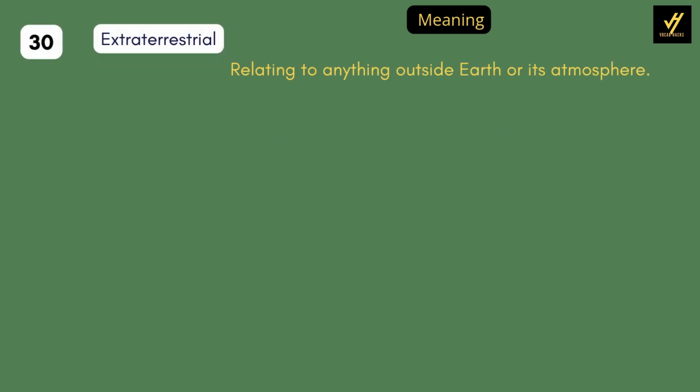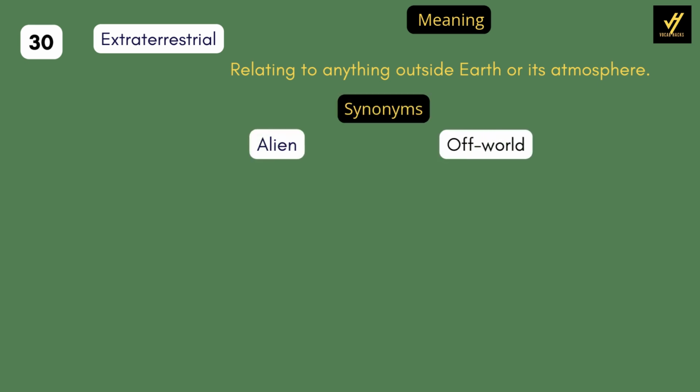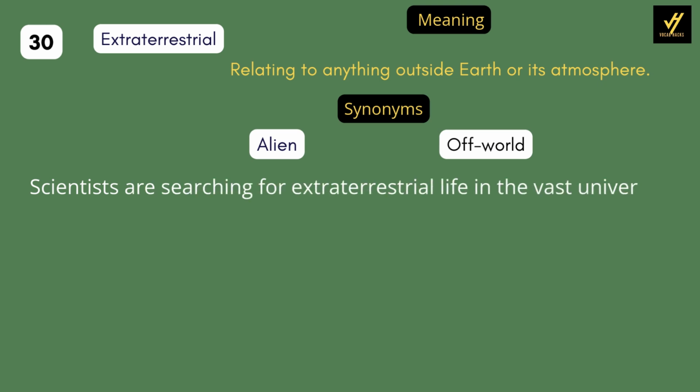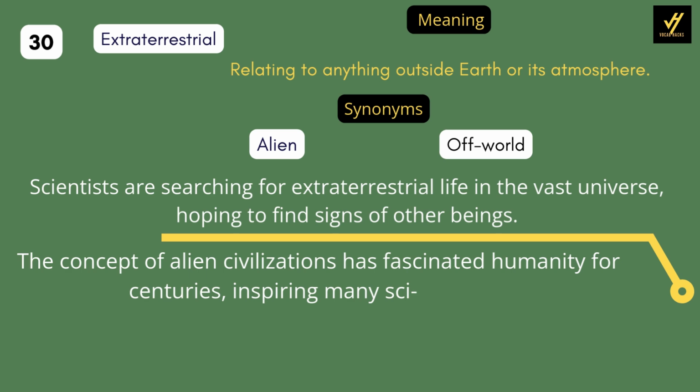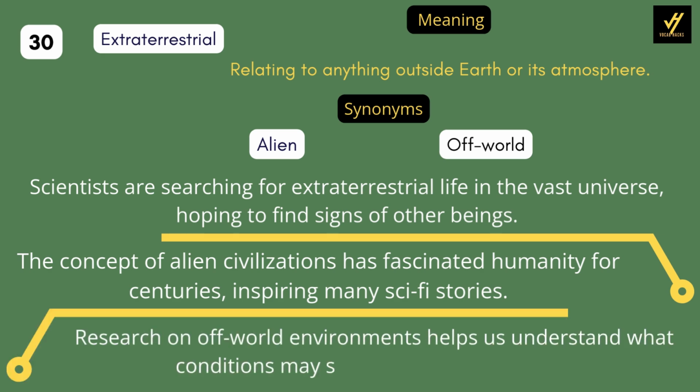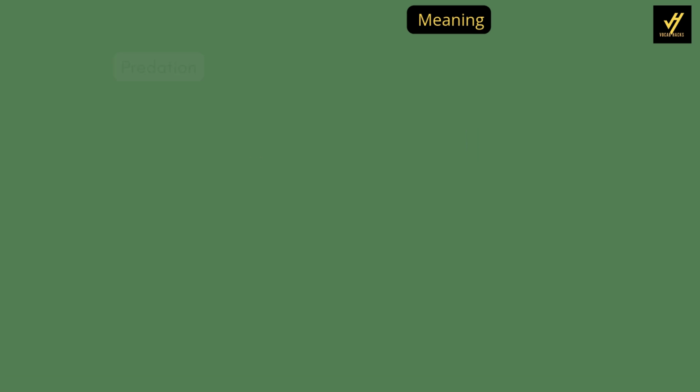Extraterrestrial, relating to anything outside Earth or its atmosphere. Alien, off-world, scientists are searching for extraterrestrial life in the vast universe, hoping to find signs of other beings. The concept of alien civilizations has fascinated humanity for centuries, inspiring many sci-fi stories. Research on off-world environments helps us understand what conditions may support life beyond Earth.